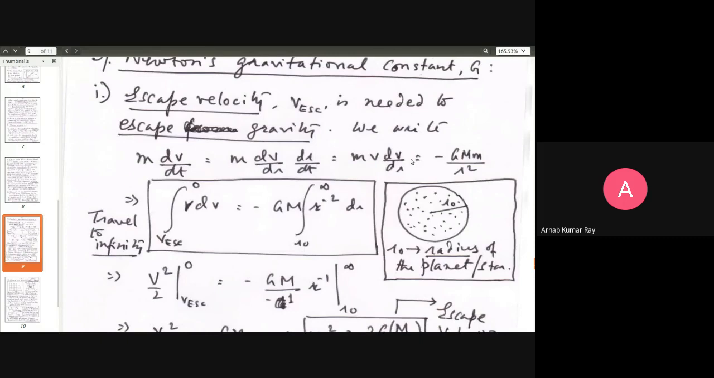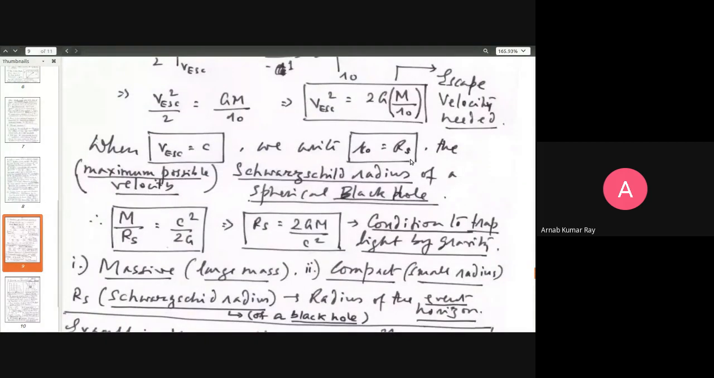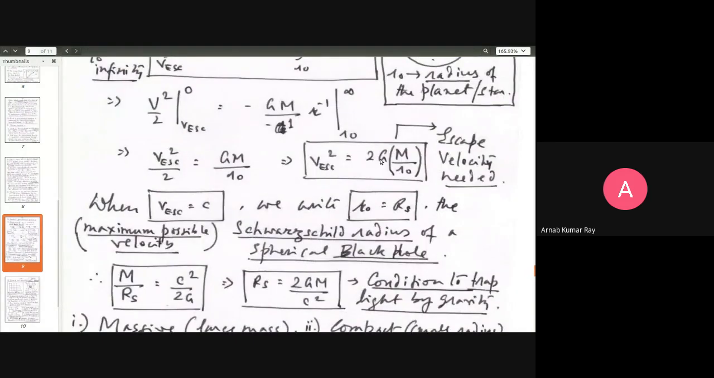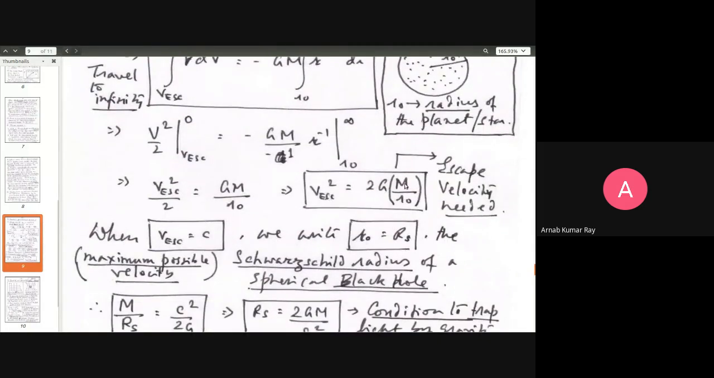So escape velocity is the sort of velocity that you can impart on a particle that will overcome the gravity of a central mass and move out of its influence. So what happens when the escape velocity is equal to the speed of light? Meaning that if you have a certain massive object, then the more the mass and smaller the radius, that was the point we were discussing, as you can see from this formula. Greater the mass, smaller the radius, larger will be the required velocity to escape the gravitational field of that object.